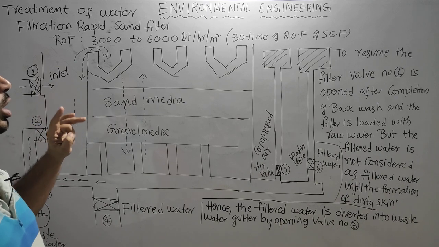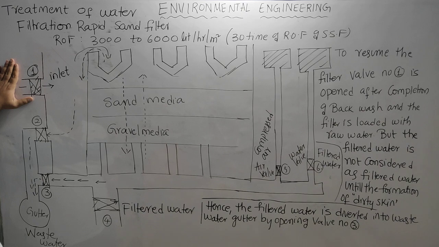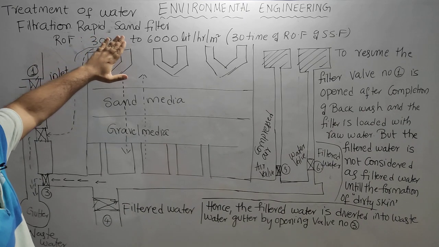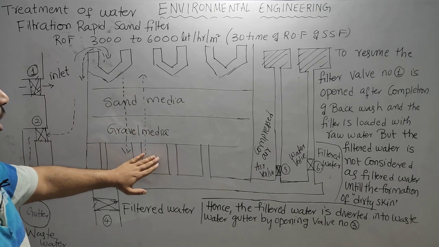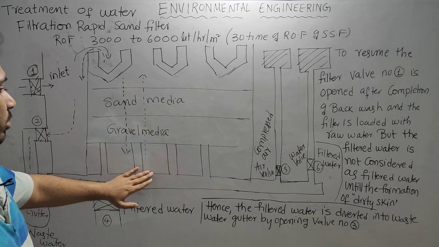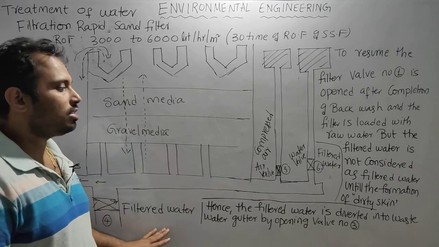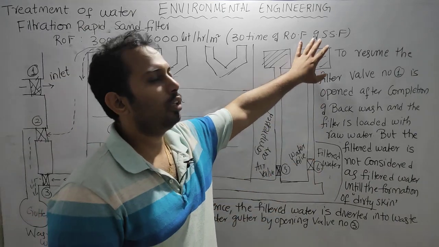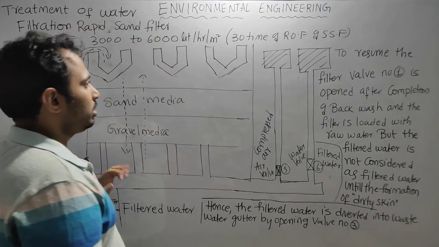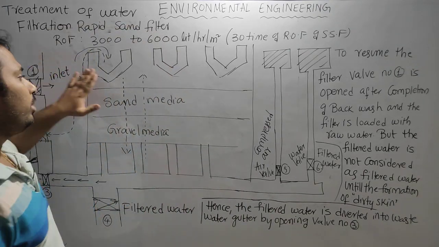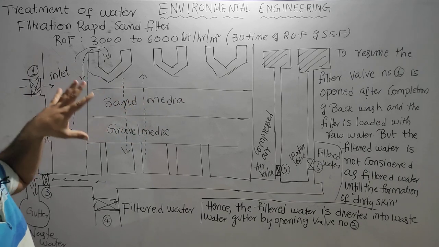See, first, during the beginning of the filtration operation, we will open valve number 1 and load the filter, and the water will go through the sand media, filter media, and gravel media, and enter the under drainage system. From the under drainage system we will collect the water from valve number 4, that is called filtered water, and some amount of water we will divert into the storage tank which we use for backwashing. That is first.